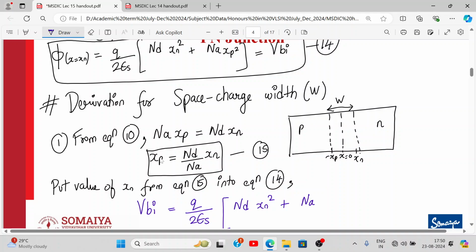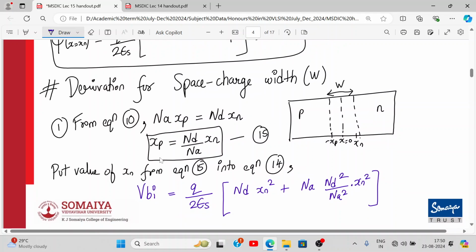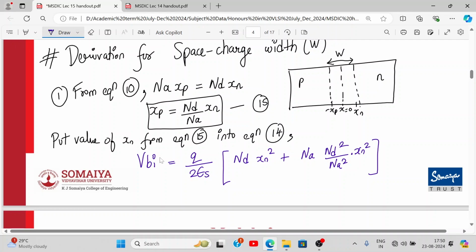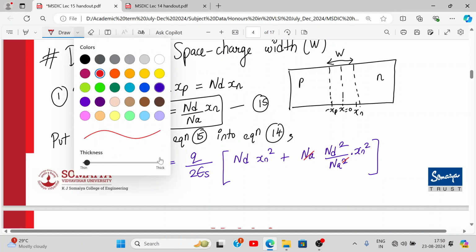Write it down. Nd square upon Na square into xn square. Following? We can remove that Na. Yes, Na will go, and Nd we can take this side. Definitely we can remove one Na. So let's do that. So what do we get for VBI now?